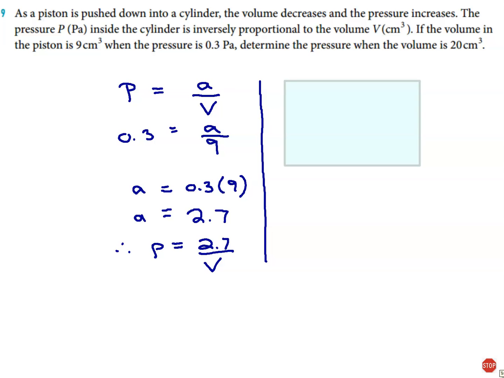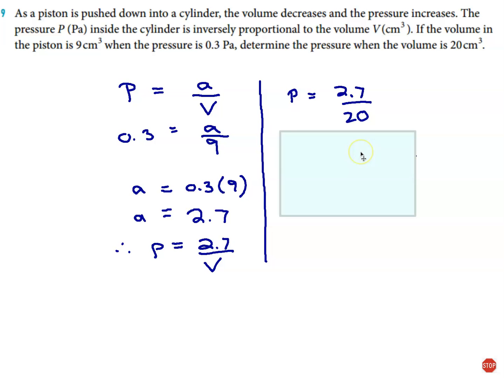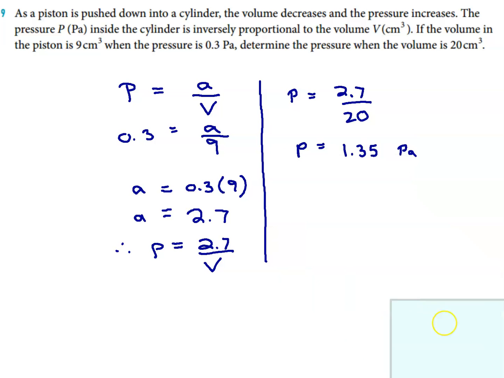Okay, the question now is determine the pressure when the volume is 20 cubic centimeters. So that's just a matter of subbing 20 into the formula, and I come up with 1.35 units being PA, whatever that represents. And that is the start of the section, exercise 4.1. We'll be moving on to some slightly more tricky questions in the next video.